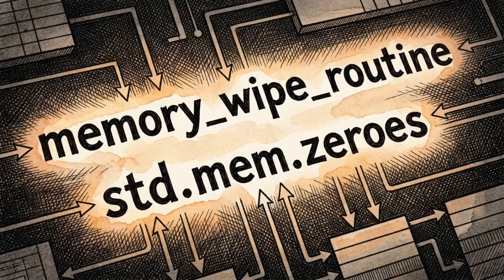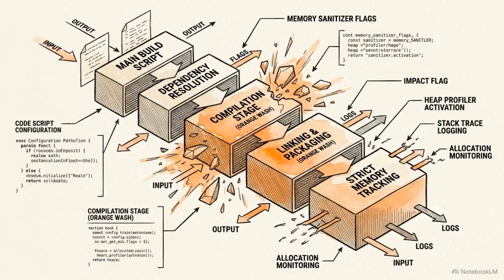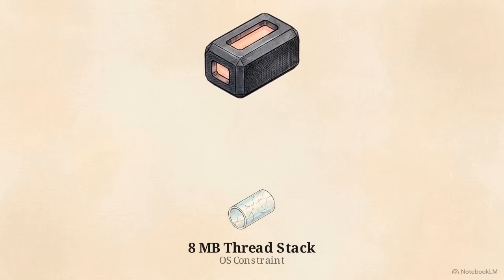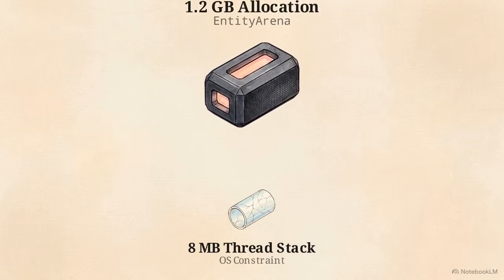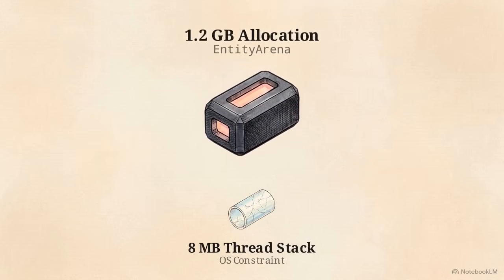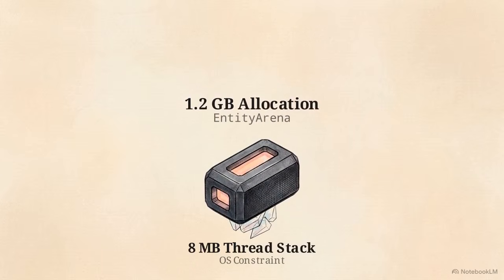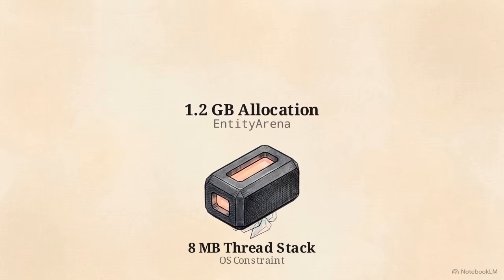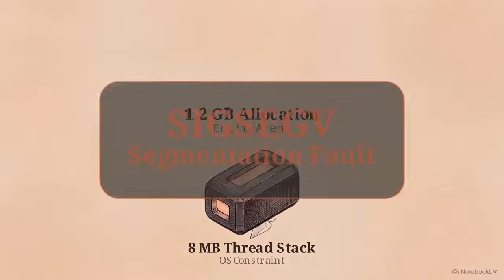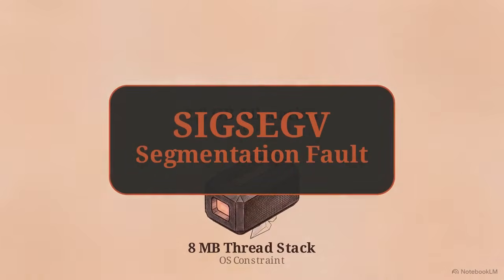To clear this memory for use, the developer called std.mem.zeros, a standard Zig library function. Because of how the Zig compiler tracks compile time mutations, it forces this entire array to materialize locally on the thread stack before moving it to its final destination. The 8 megabyte pipeline instantly ruptures under the pressure of a 1.2 gigabyte allocation. The operating system kills the process, resulting in our segmentation fault.